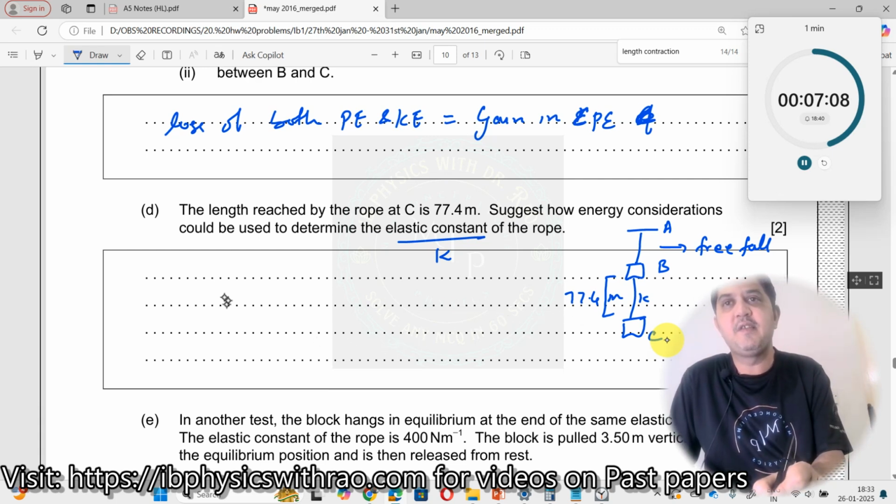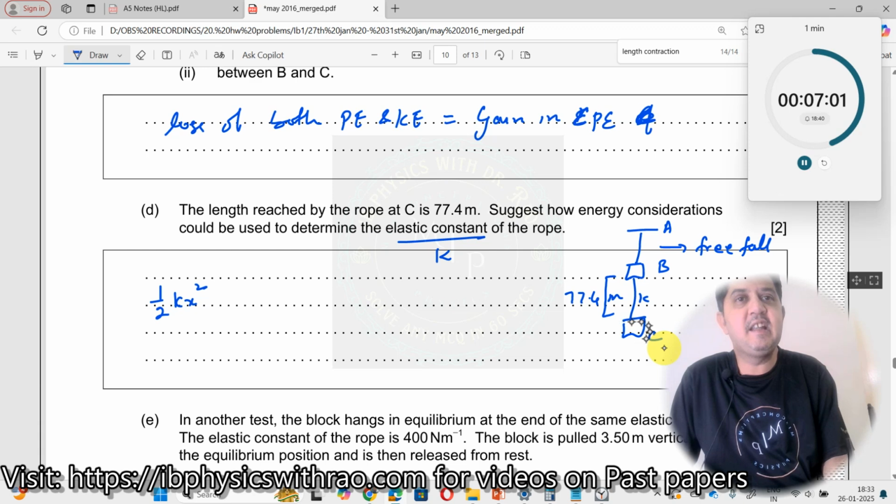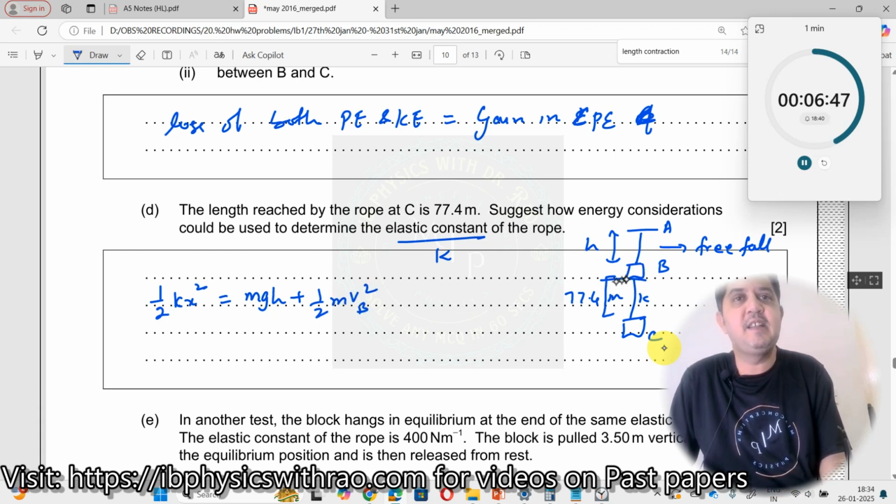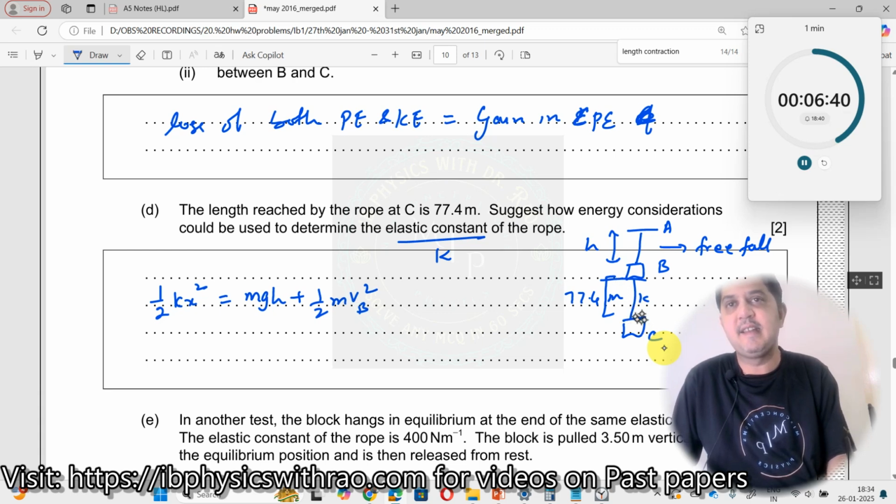How do you apply conservation of energy here? You will apply something like half kx square. The energy gained at this point C should be equal to mgh, where this is your h, plus half mvb square. Whatever kinetic energy it has, the entire kinetic energy is now given to this block, along with this one. So as a result, this has got converted to so much. Thus this equation can be used over here.